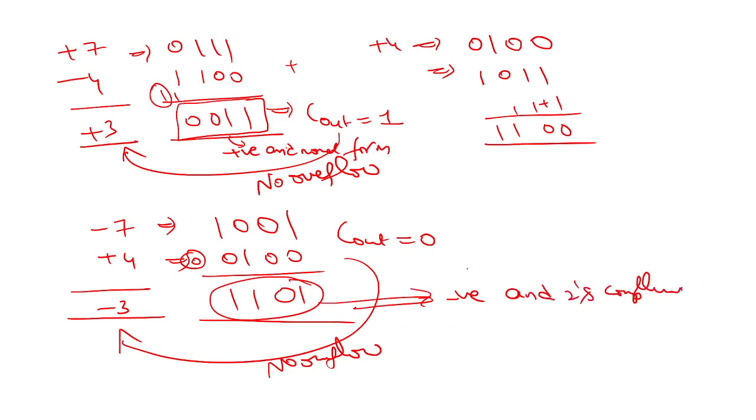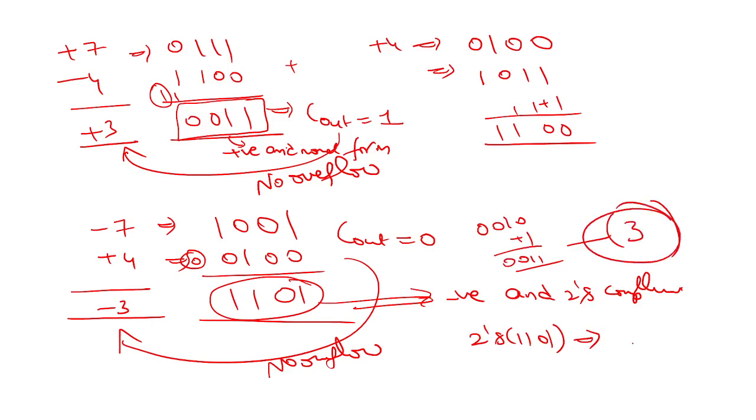To know the exact value, we should apply 2's complement to the result, since I know this is already negative. So this is 0, 0, 1, 0 plus 1, giving 0, 0, 1, 1. This is minus 3.